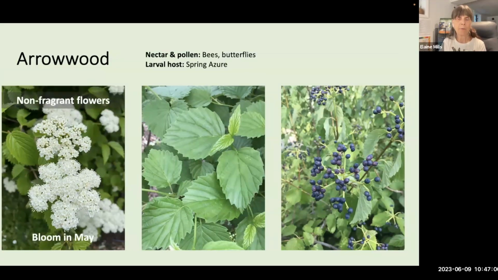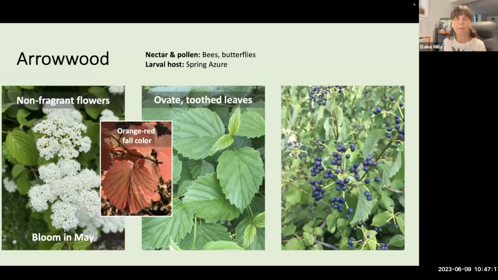Arrowwood has similar flowers to the black haw, non-fragrant flowers. These will bloom a little bit later in May, providing nectar and pollen for bees and butterflies. Arrowwood has ovate, distinctly toothed leaves, and they take on a fabulous orange-red fall color. They are the larval host for the spring azure butterfly.